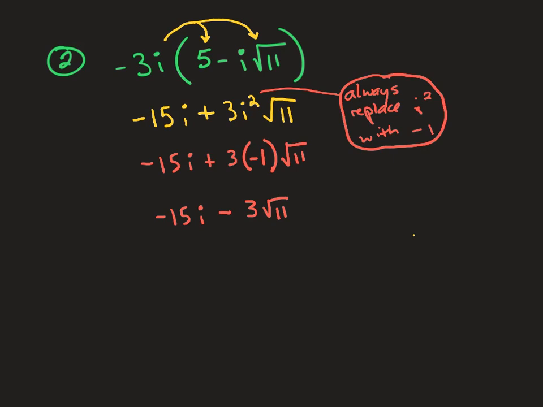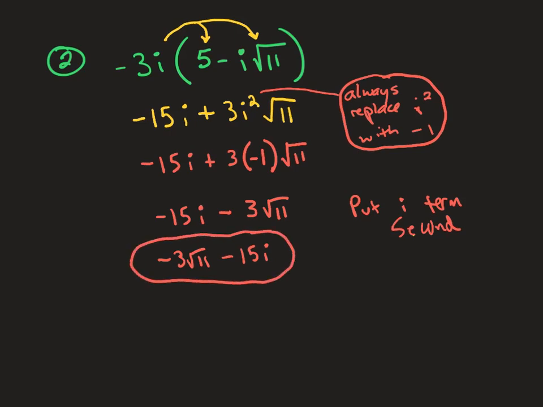And lastly, I mentioned this on a previous lesson. You're going to put the i term second. So this is technically all we're going to end up with, but put the i term second. And make sure as you shuffle things around, your signs stay the same. The 3 is still negative when you move it out front. The 15i is still negative when you move it to the end.